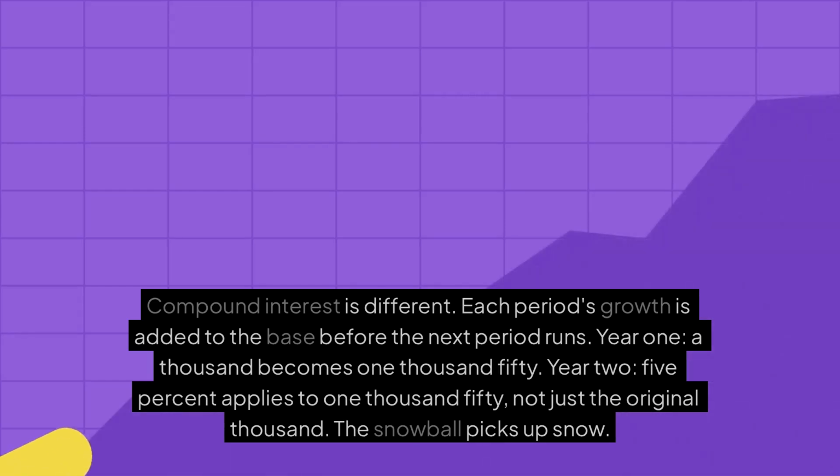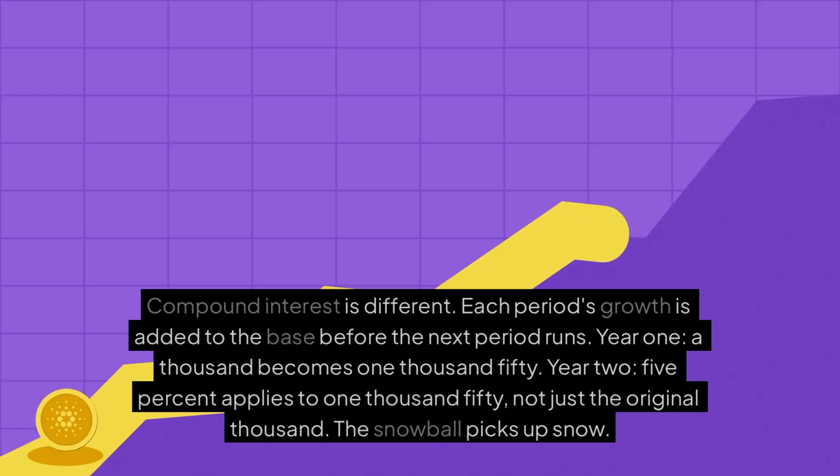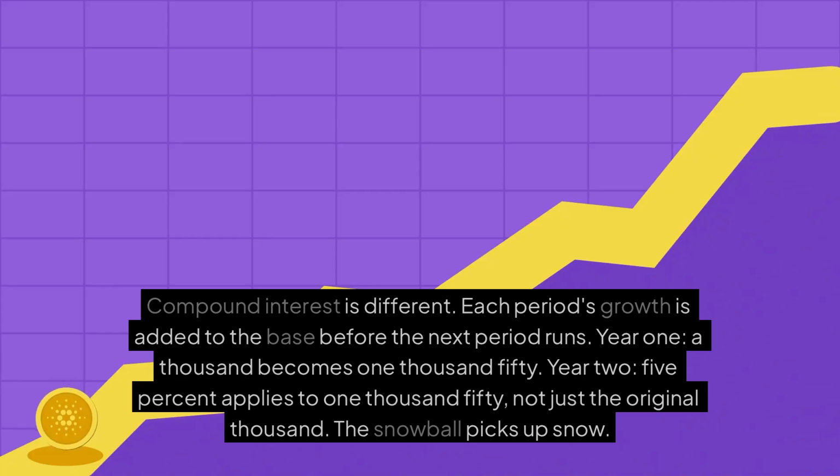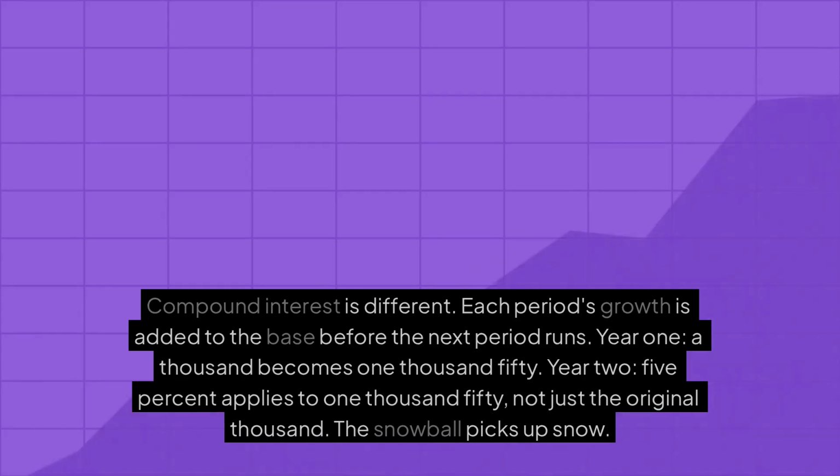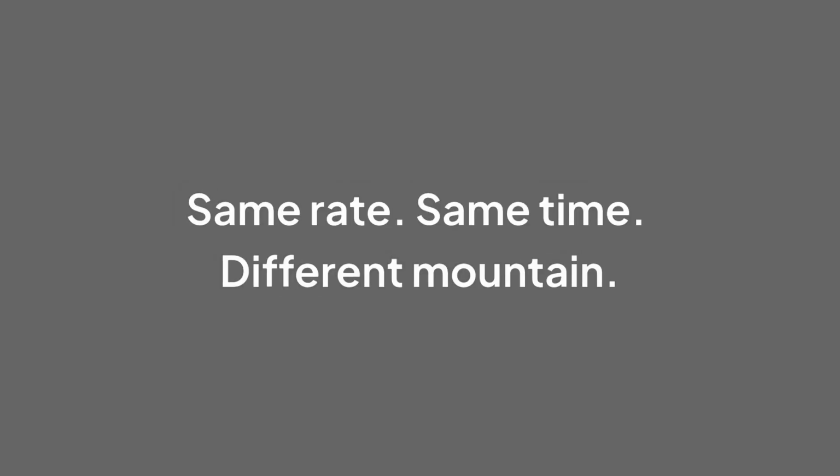Compound interest is different. Each period's growth is added to the base before the next period runs. Year 1, 1,000 becomes 1,050. Year 2, 5% applies to 1,050, not just the original 1,000. The snowball picks up snow. Same rate, same time, different mountain.